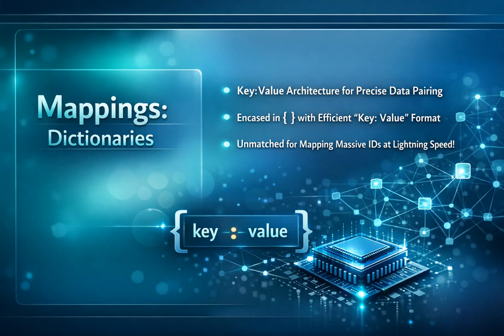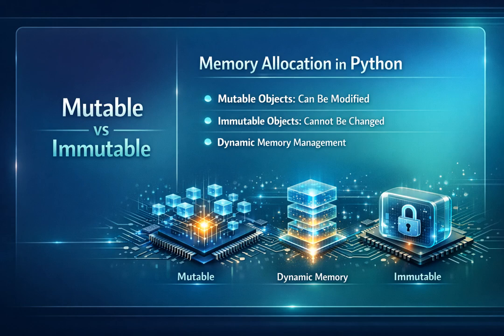Dictionaries are a mapping type that store data as key-value pairs inside curly braces. Each key is unique and maps to a specific value. For example, a dictionary could store a student's name as the key and their marks as the value, enabling very fast lookups. One of the most important concepts in Python is the distinction between mutable and immutable data types. Mutable types can be modified after creation, while immutable types cannot. Understanding this affects how Python manages memory and how data is shared between variables.